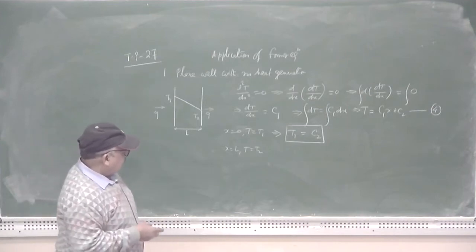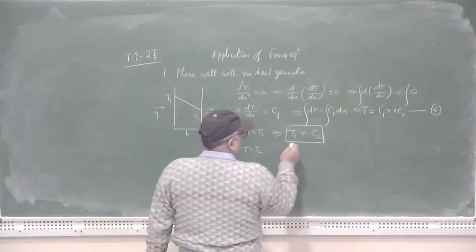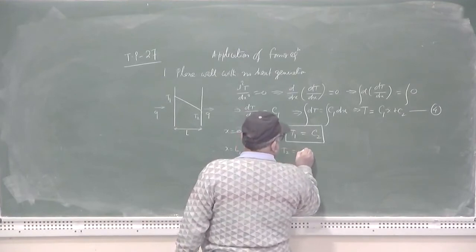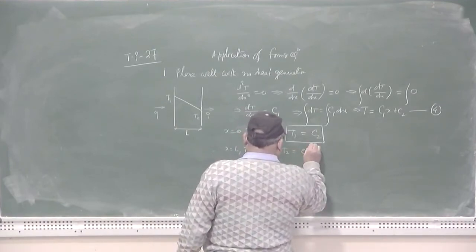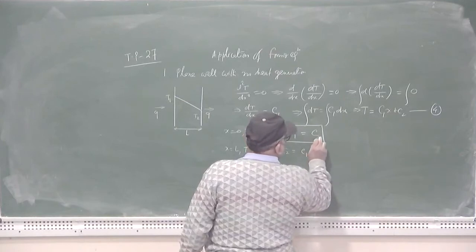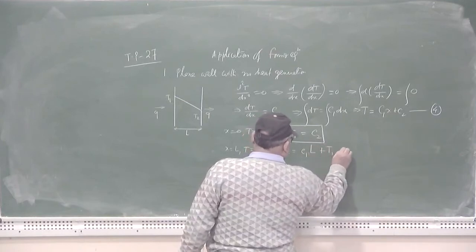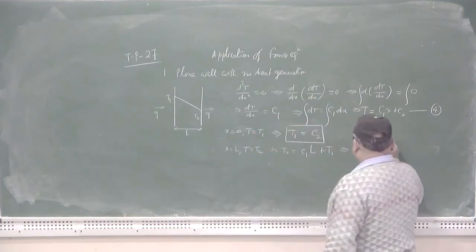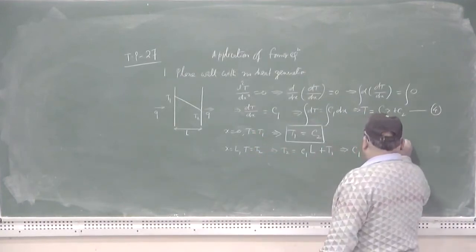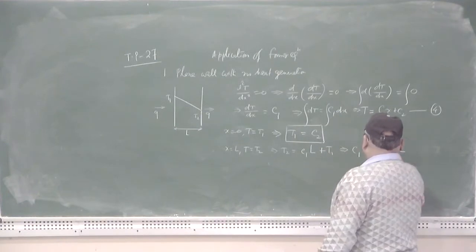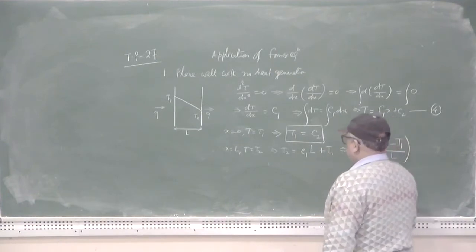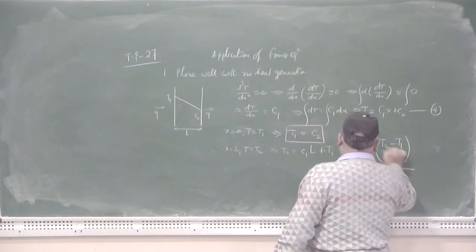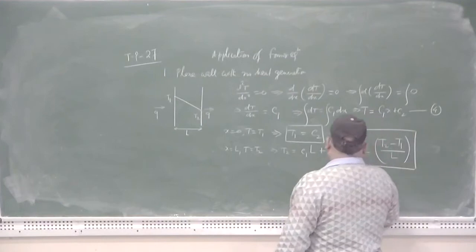So, at x equal to L, T is equal to T2. So, we can write T2 is equal to C1 into L plus C2, where C2 is equal to T1. So, the value of C1 comes as (T2 minus T1) divided by L. So, the value of the integration constants will be arrived at this.